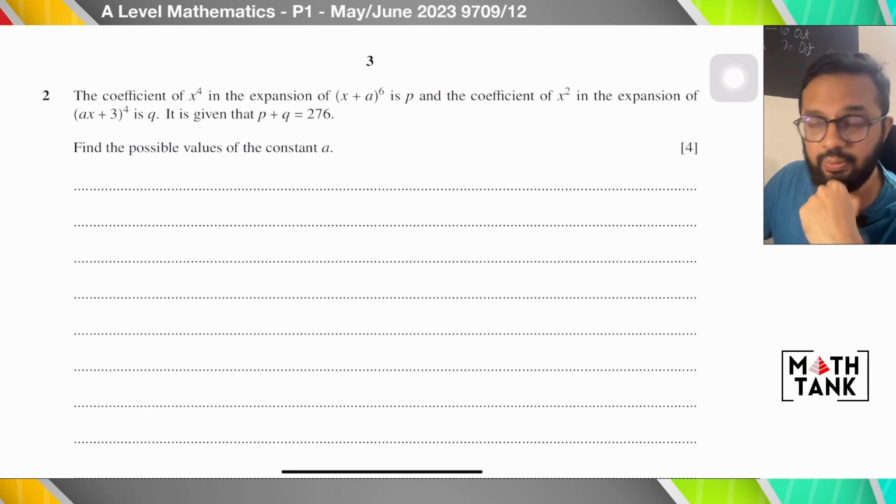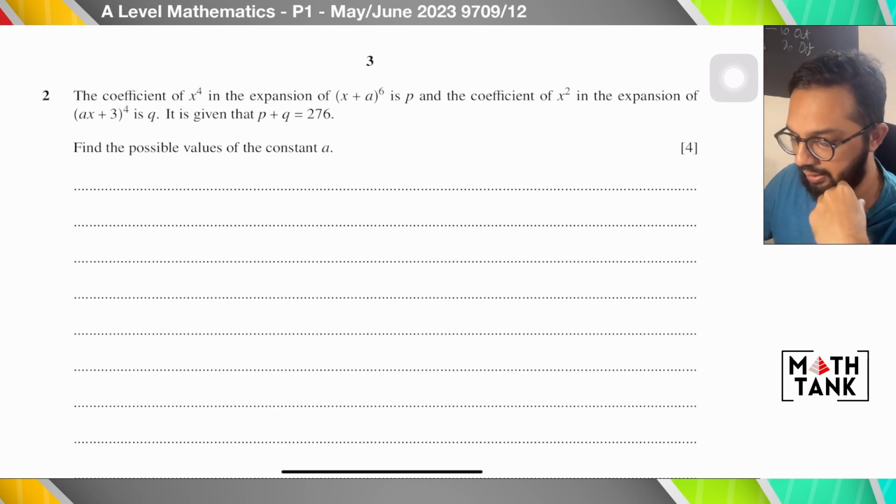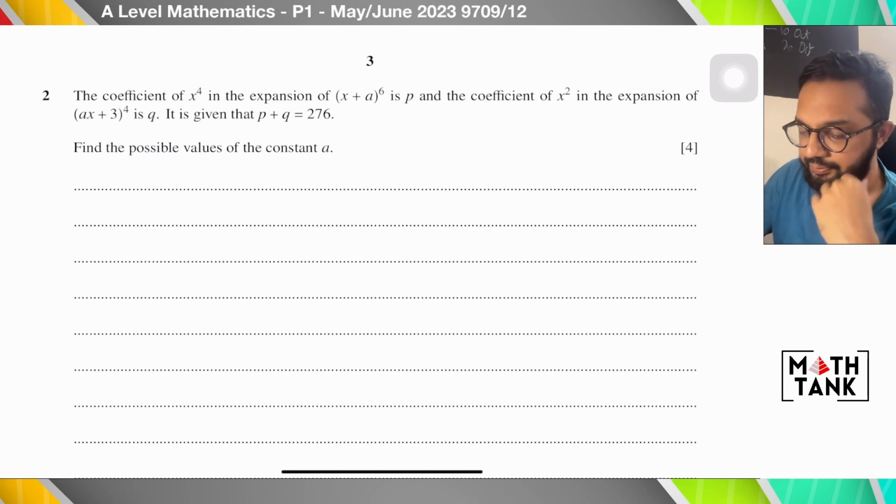The next question says the coefficient of x power 4 in the expansion of this is p, and the coefficient of x squared in the expansion of this is q. It is given that p plus q equals 276. Find the least possible value of the constant a. So this is binomial expansion.